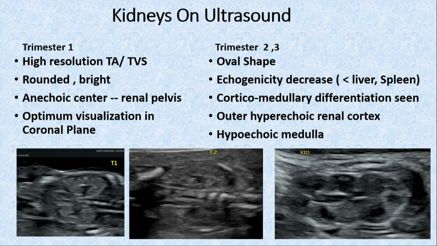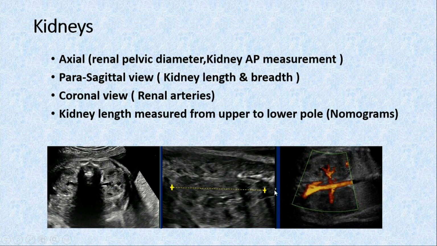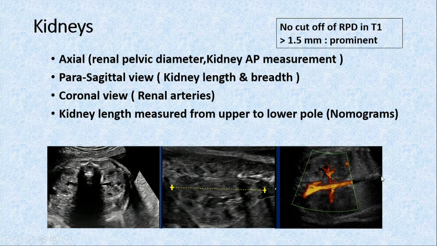Kidneys, we can visualize in the first trimester where they look rounded and echogenic, while from the second trimester onwards they become oval shaped, and in the third trimester we can very well see the corticomedullary differentiation. Kidneys can be visualized in axial, coronal, as well as in the parasagittal plane, and in each plane we have to take specific things.